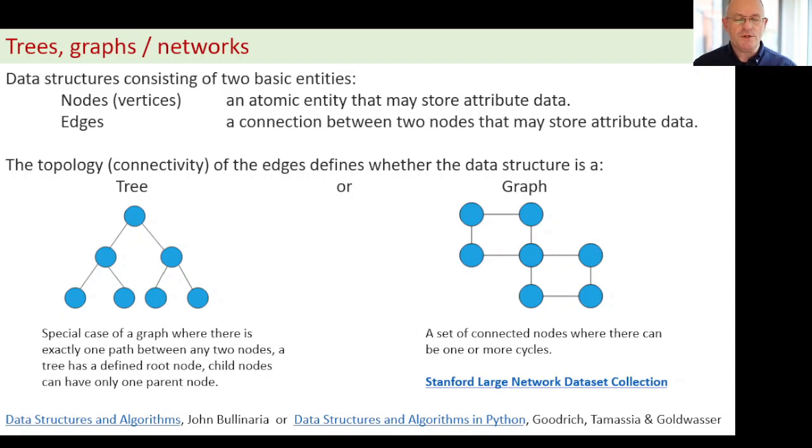If you're looking for references, just to remind you of the background for these things, there's a free online resource, Data Structures and Algorithms by John Bellinaria, or if you like books, there's a Data Structures and Algorithms in Python book by Goodrich, Tamassia and Goldwasser, which is an excellent text for all sorts of algorithms in computer science and very clear examples of how to implement and use them.